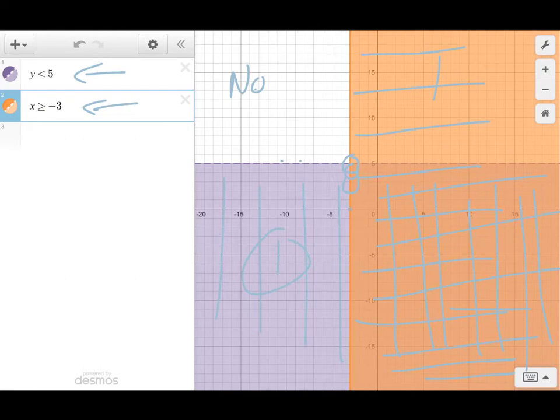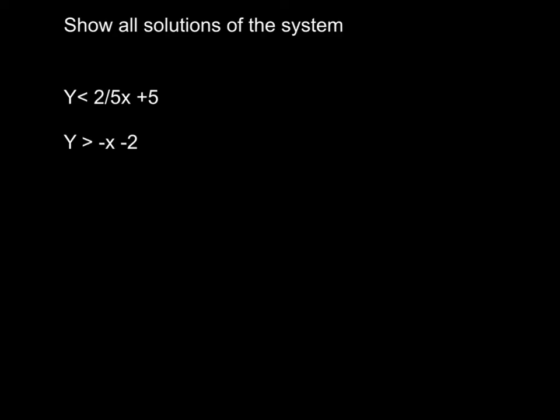The easiest way to test if you've shaded correctly is to test, in this case, (0, 0). You say to yourself, is it true that 0 is less than 5? Yes, it is. Is it true that 0 is greater than -3? Yes, it is. Therefore, you have shaded correctly because (0, 0) passes the inequality test, and it also passes the double shaded image test.